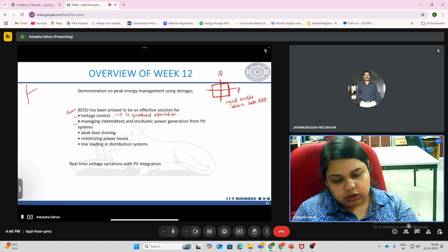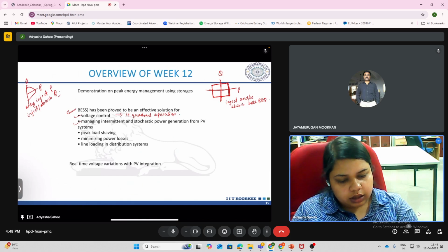But if you remember, for a conventional synchronous generator, it is a two quadrant operation because it can only inject P, while it can inject or absorb Q. But the battery can do both. It can inject and absorb both P and Q. That's why that is the four quadrant operation that we say for the battery. And hence, we can use this reactive power to control the voltages of the system.